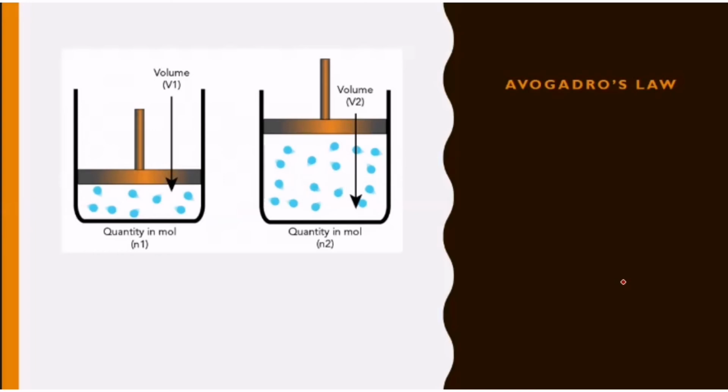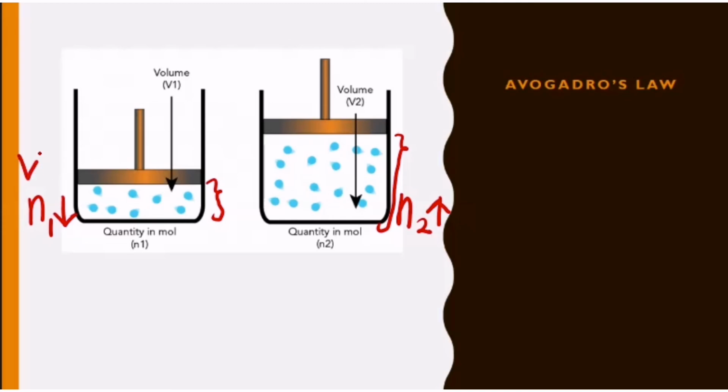Look at this diagram. If we look at both diagrams, the first diagram has fewer moles compared to the second diagram. So I will label it as n1 lower while n2 higher. So how do we relate this to volume? Let's look at the space here. Clearly we can see that the volume with n1 is lower compared to the volume of n2.